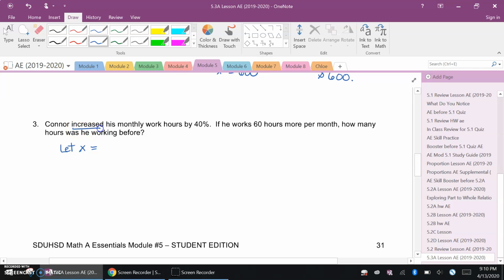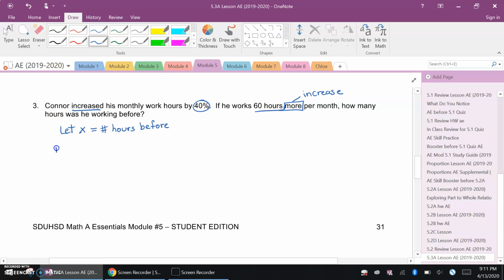So Connor increased his monthly work hours by 40%, and he works 60 hours more per month. So the word more there is really important because that's telling us that we've got an increase. So we want to know how many hours he was working before. So we're going to let x equal the number of hours before. So descriptors that we keep seeing over and over again are the word increase and the word hours before, or you could put original if you'd like.